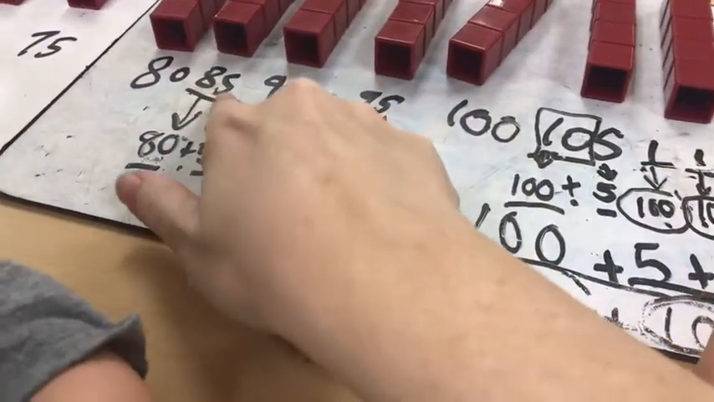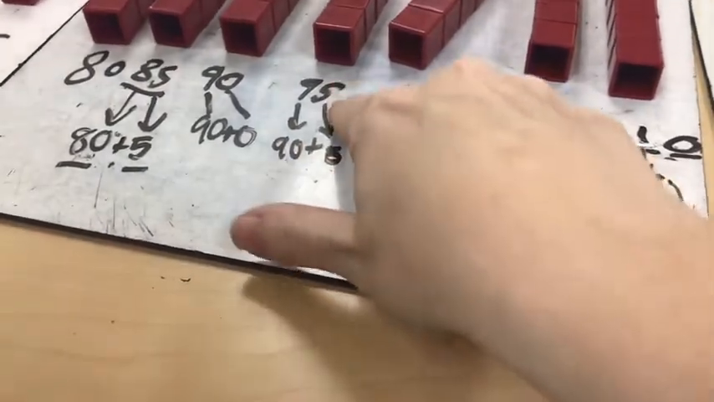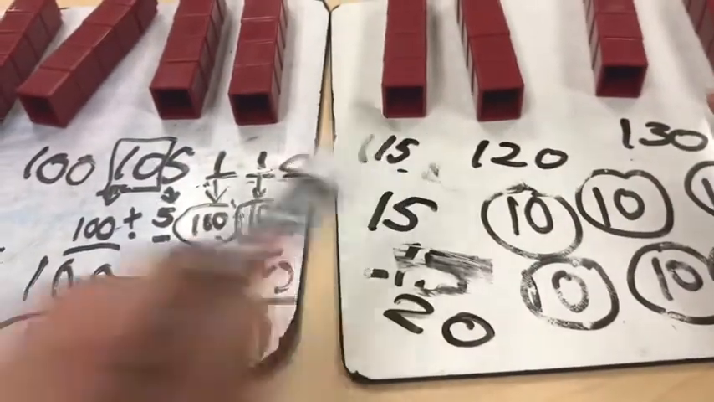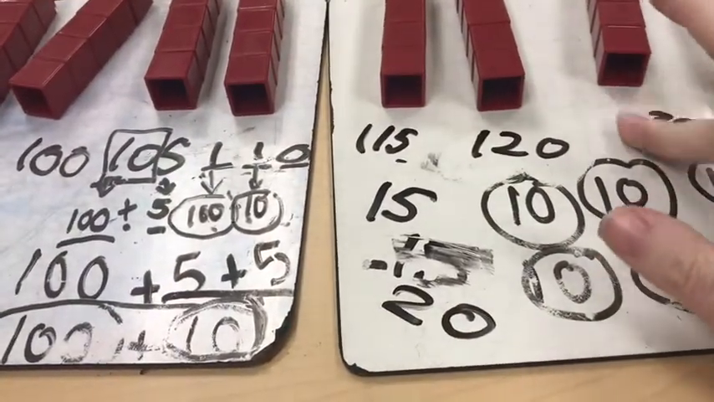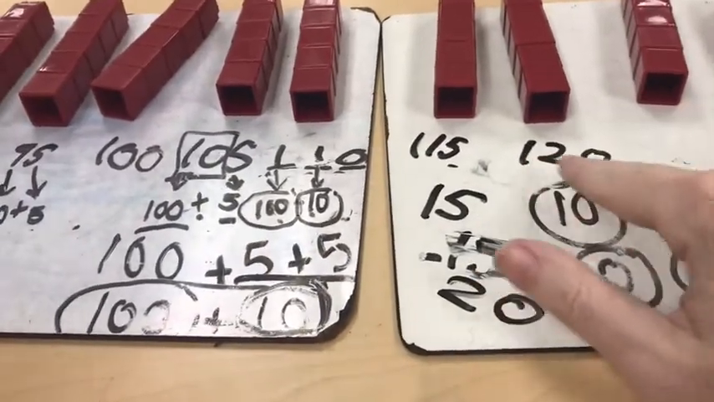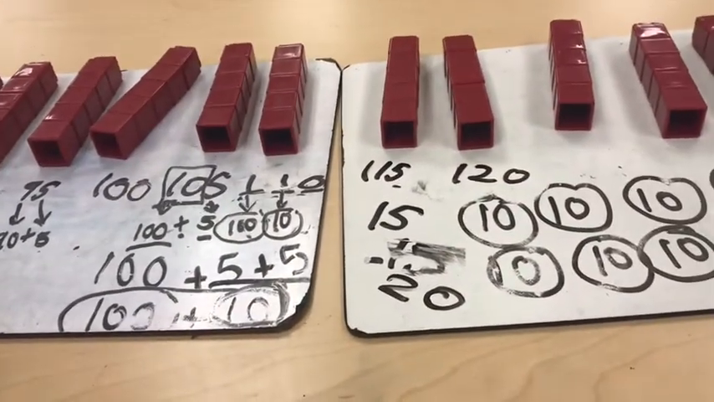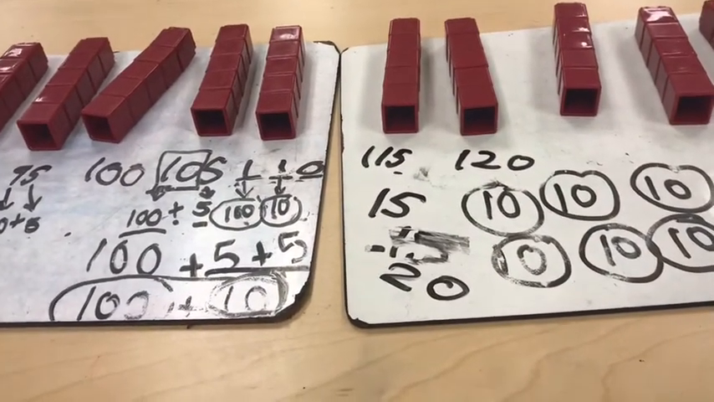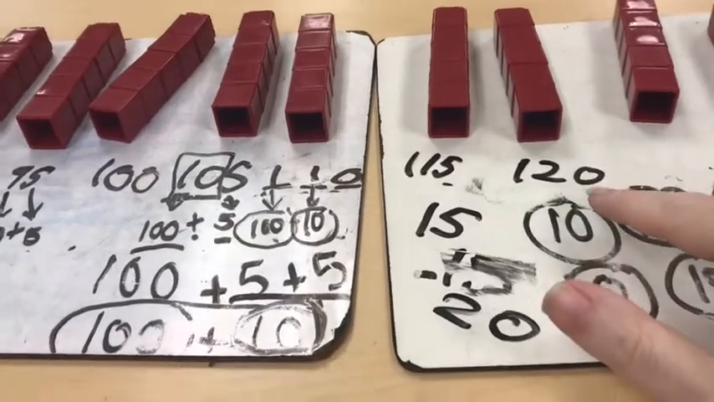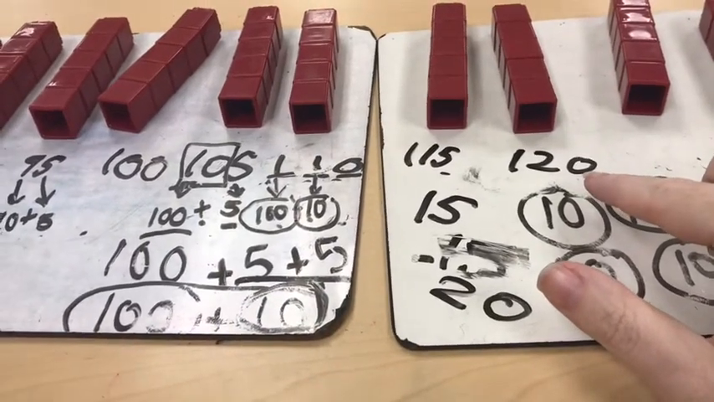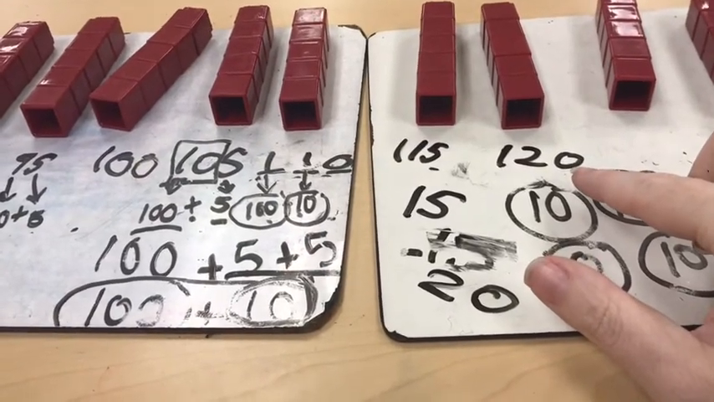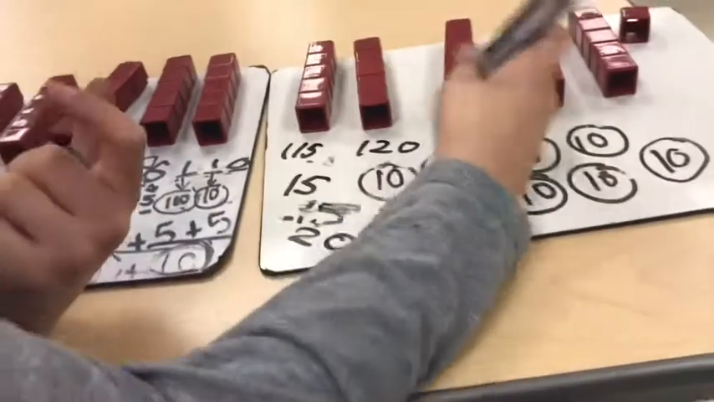80 and 5 made 85. 90 and 5 made 95. So what do you think 20 and 5 is going to make? 20 and 5 more. 25. So then if I'm doing 120 and then 5 more, it would be... You just told me 5 more than 20 was 25. So then 5 more than 120 would be... 125. There you go. Excellent.